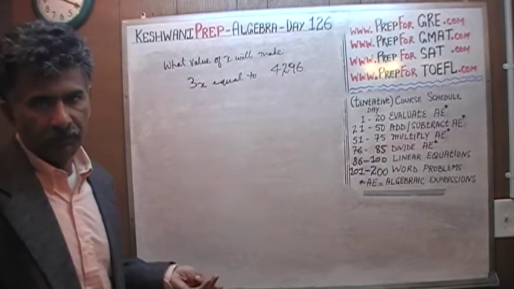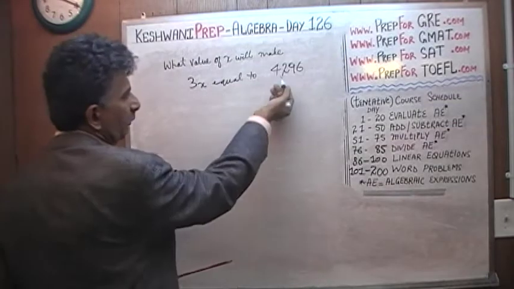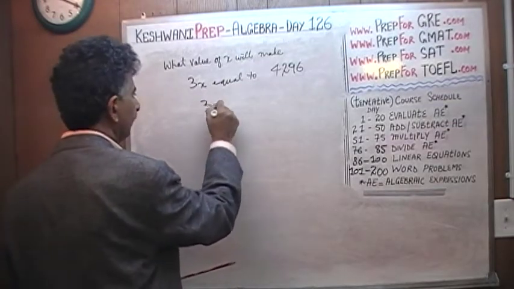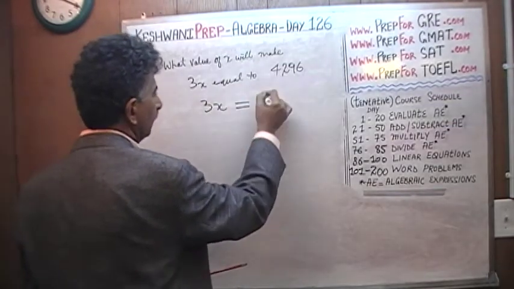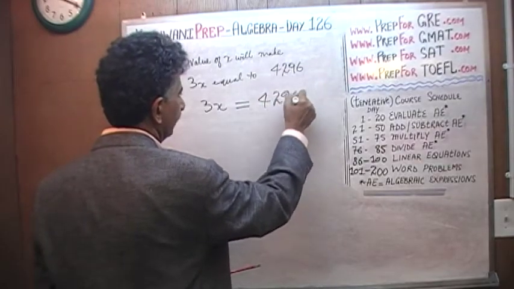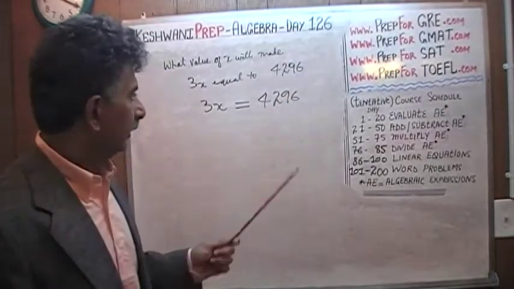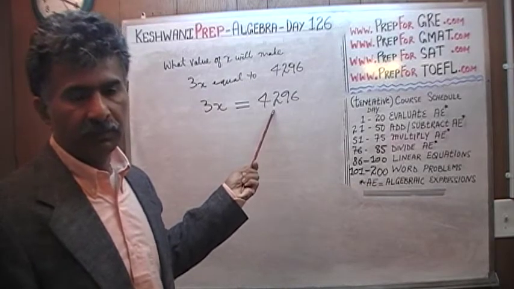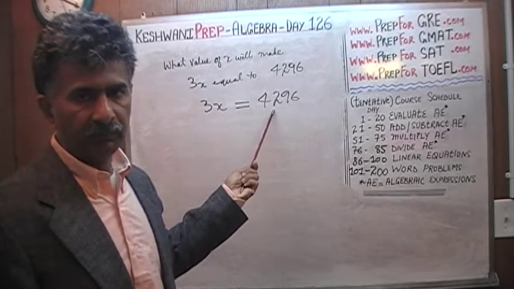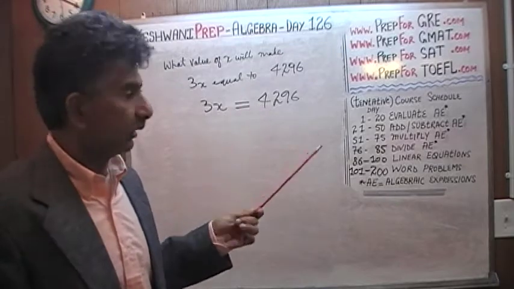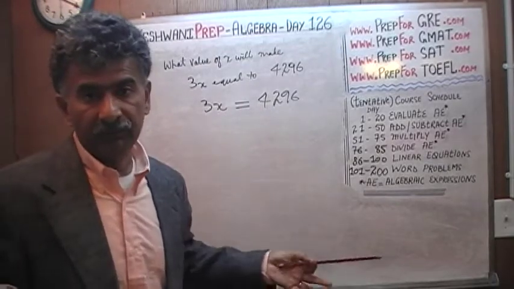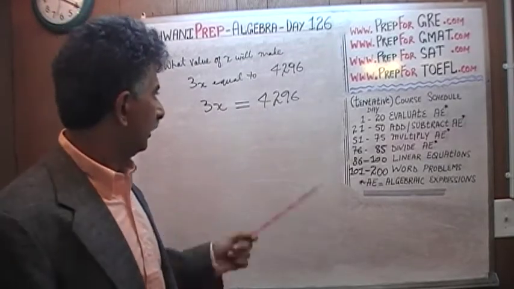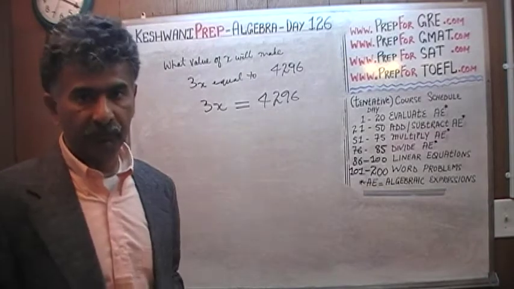The equation, of course, that we have to set up is very simple, which is right here. The equation is 3x equals 4,296. The question is, is this number even divisible by 3? Is this number divisible evenly by 3 or not before we do any work? Or are we going to have to deal with fractions and remainders and so forth? How do we find out if this number is divisible by 3 or not?